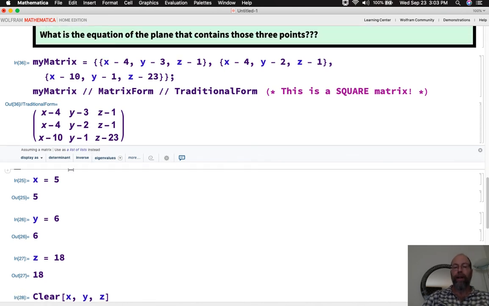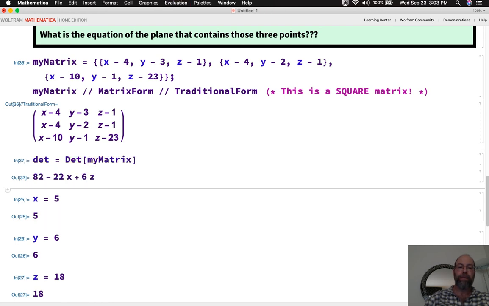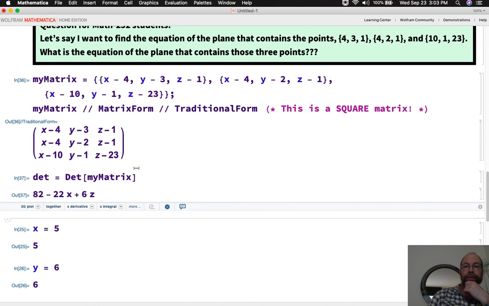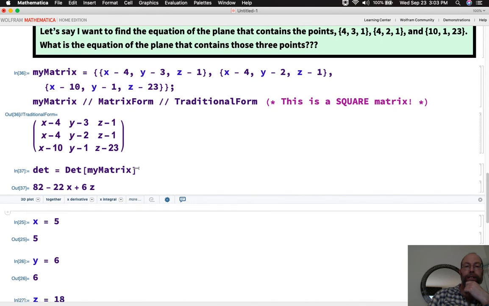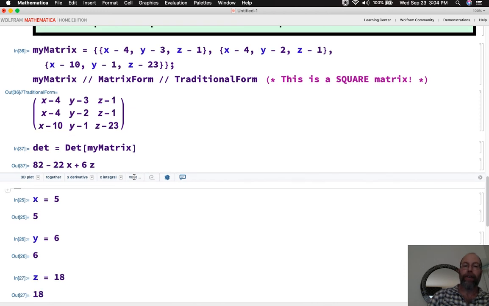So for this problem, what is my determinant? Okay, this is my determinant right over here. 82 minus 22x plus 6z, and the y's got canceled out. The y's got canceled out, and that's perfectly okay.